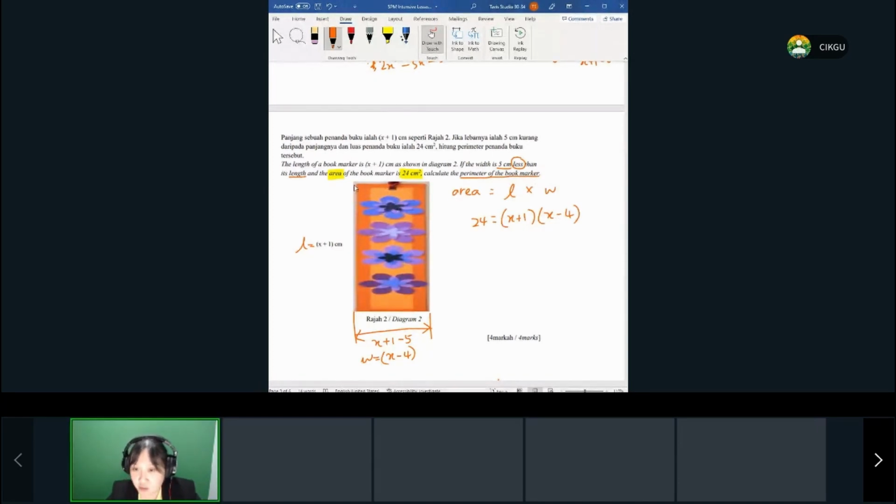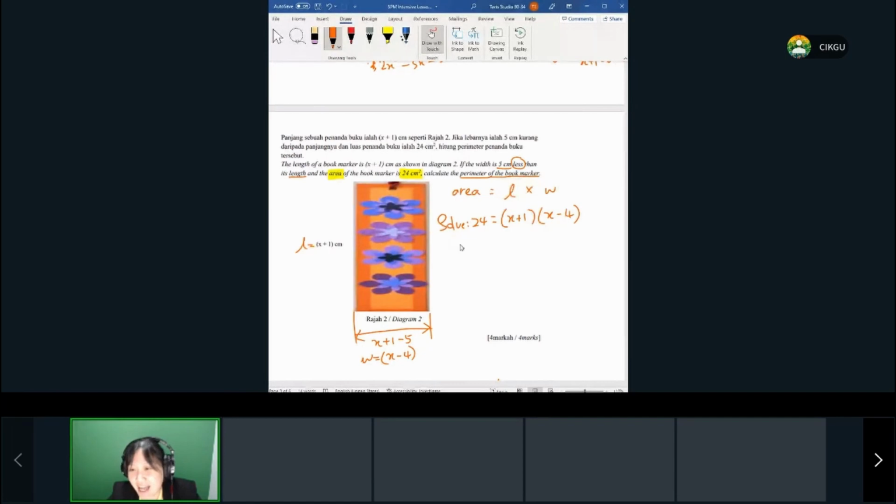So perimeter means, of course, all the sides added up together, right? But in order to add up all the sides, we have to know what the exact value of x is. Then only we can find out what is the length and what's the width. Then only we can add all to get the perimeter. So for this question, you have to solve this equation first in order to get the x out. Then only sub the x back into the length and the width, and then you can answer the question perimeter.